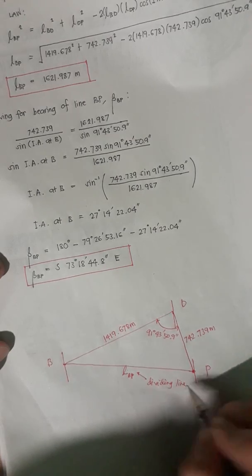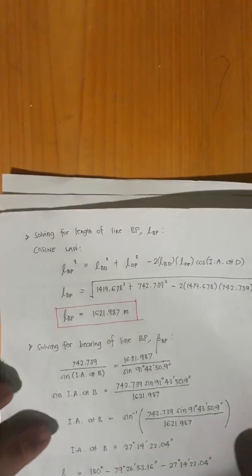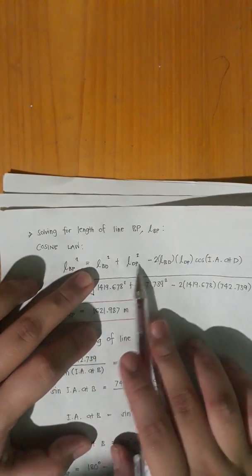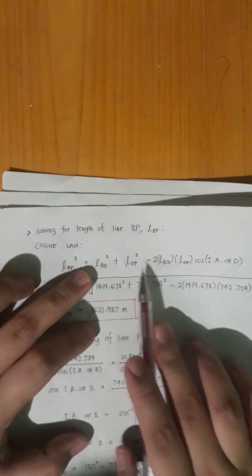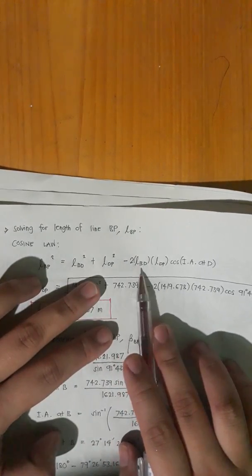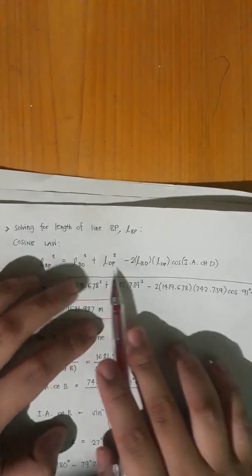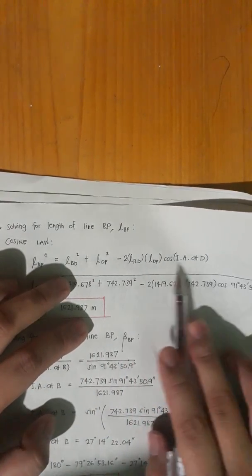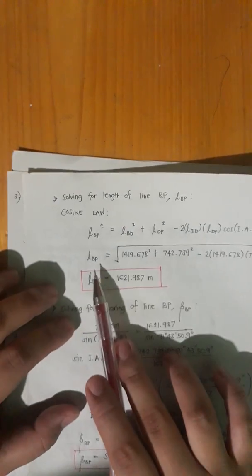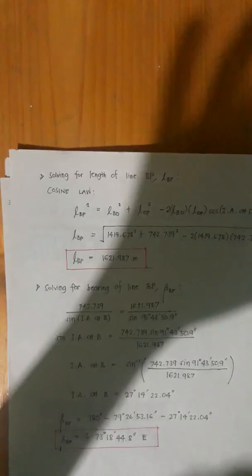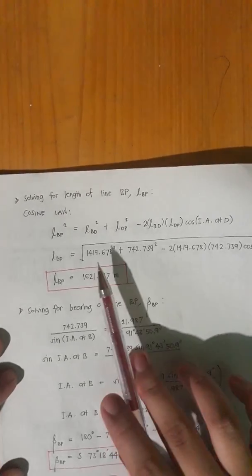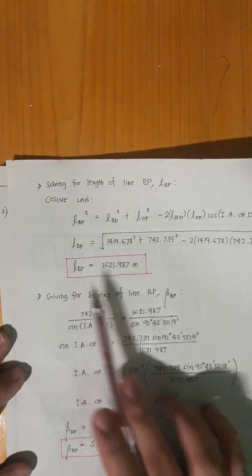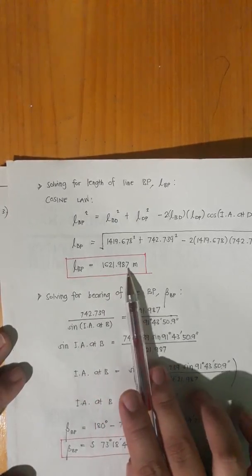So we could use the cosine law. For the cosine law, the square of the length of one line of the triangle is equal to the sum of the squares of the other lines minus 2 times the product of the two other lengths times the cosine of the included angle of these two lengths. So for the length of BP, substituting everything, we have the length of the dividing line equal to 1621.987.